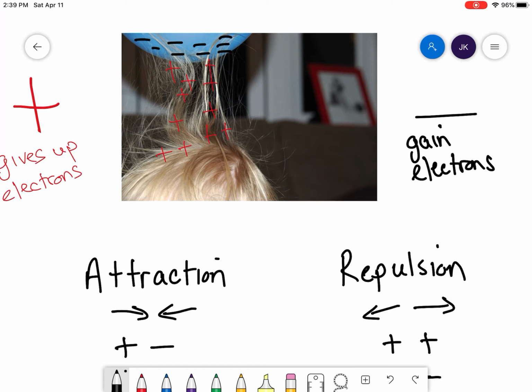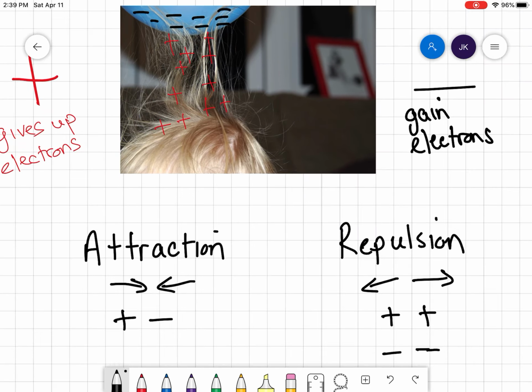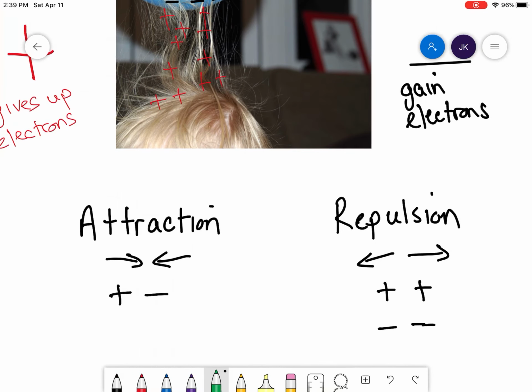Now if you took two balloons, you rubbed one balloon on your hair, and then you took the second balloon and you also rubbed that balloon on your hair, if you were to bring those two balloons together, because they are both negative, they would repel, and you'd actually see one balloon sort of push away from the other. Something that you could try at home if you have a couple of balloons.